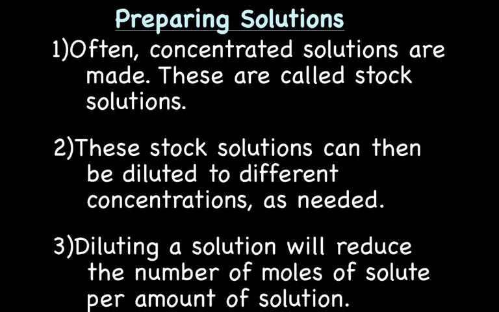And diluting a solution will reduce the number of moles of solute per amount of solution. Because what you're doing is you're taking a little bit of very concentrated solution and adding water or some other solvent to it, which will increase the volume, keeping the same number of moles of solute. So you basically end up with less moles per amount of solution.